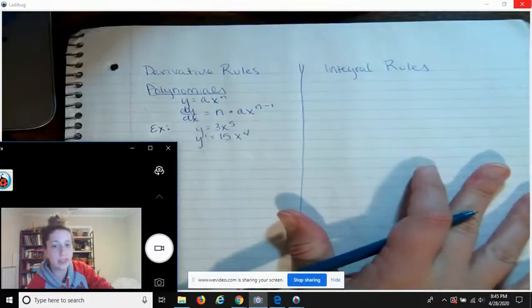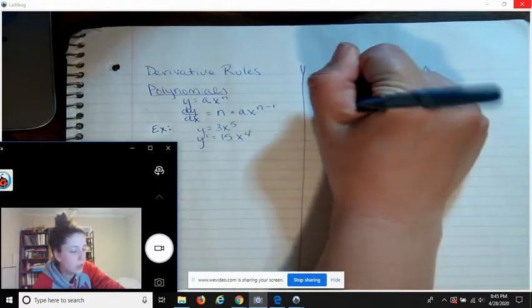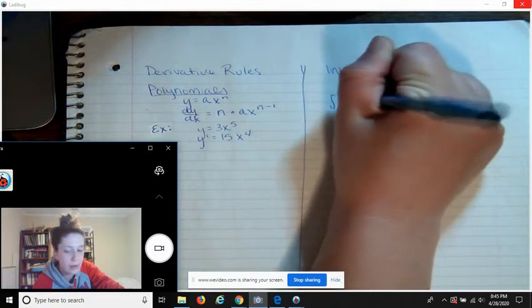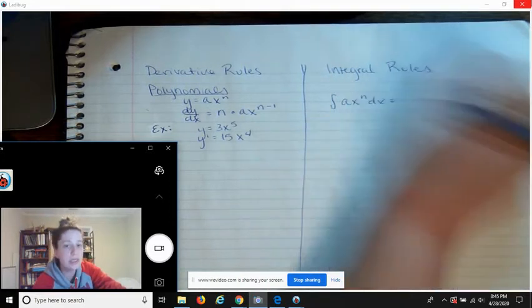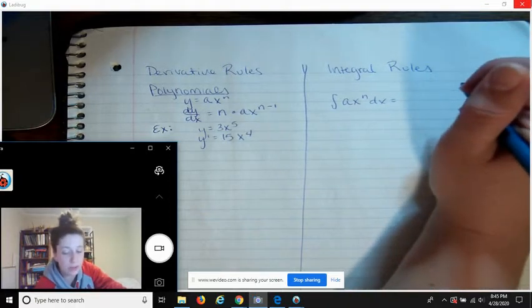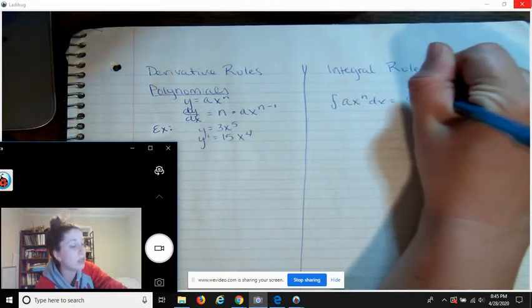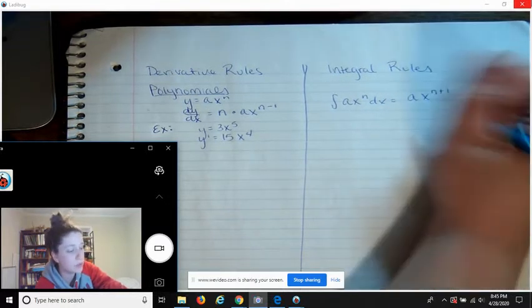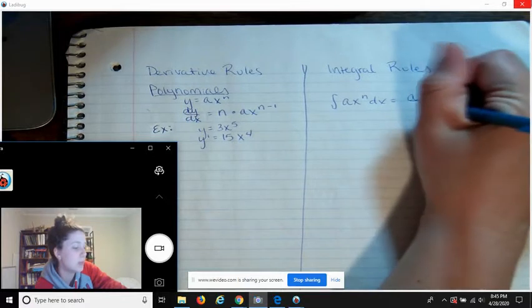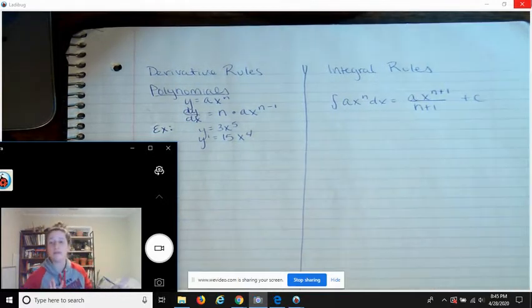So on the right-hand side, you should have the integral of ax to the n power dx. And dx just means we're integrating with respect to x. That's the particular variable we're integrating. This should give us ax to the n plus 1. So we're adding a power because we're doing the opposite thing. We're dividing by n plus 1, and we have to add c on the end for some sort of constant that may have been there before.